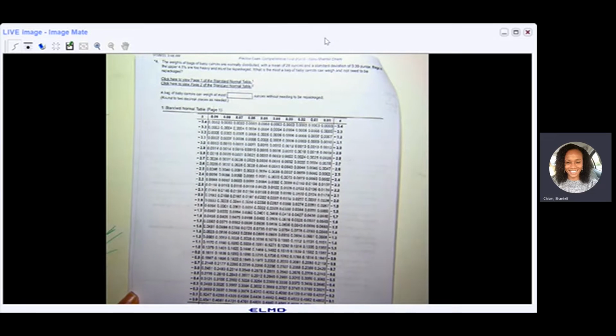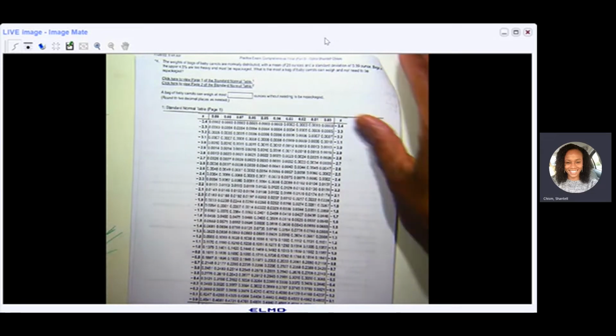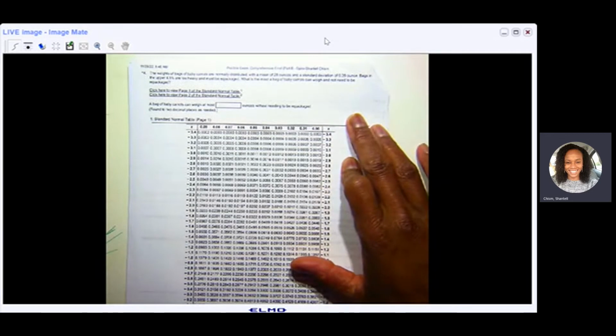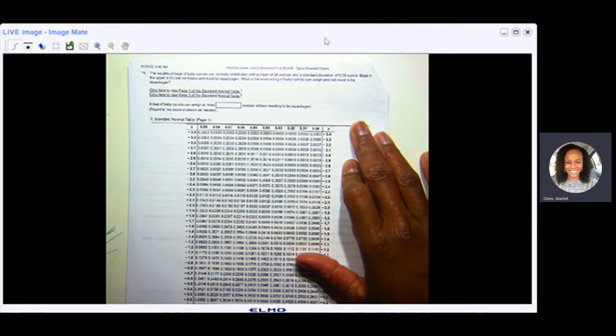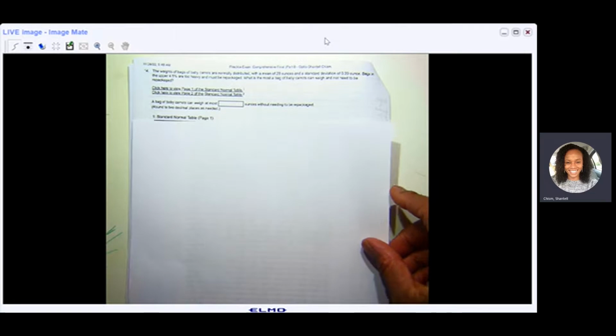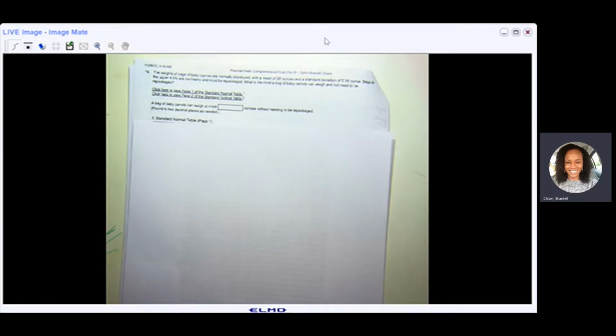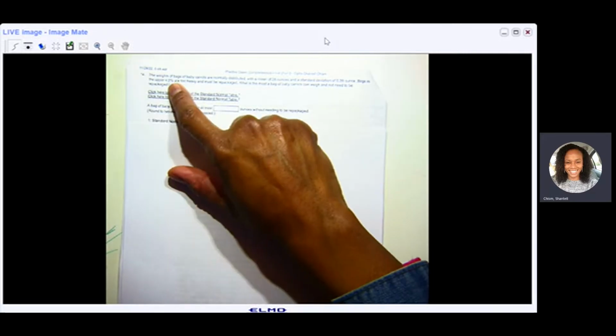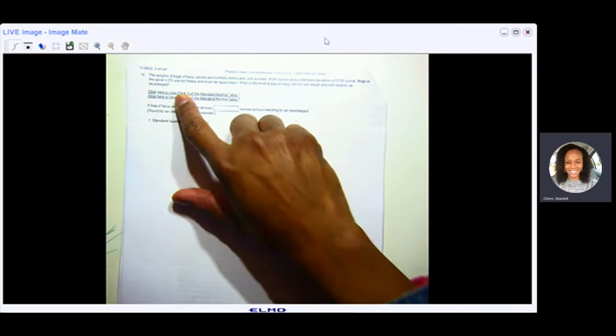It says the weights of bags of baby carrots are normally distributed with a mean of 28 ounces and a deviation of 0.39. Bags in the upper 4.5% are too heavy and must be repackaged. What is the most a bag of baby carrots can weigh and not need to be repackaged? Okay, so to not need to be repackaged means that it has to not be within this area.